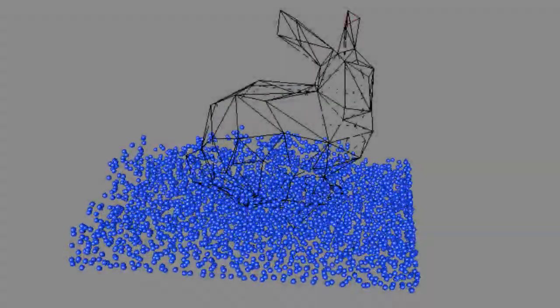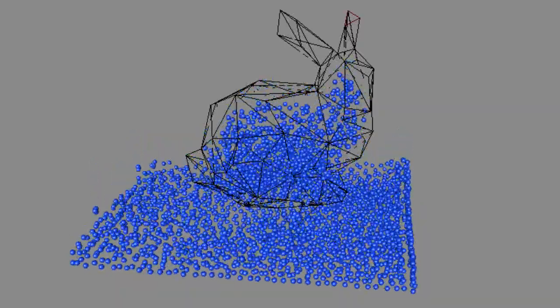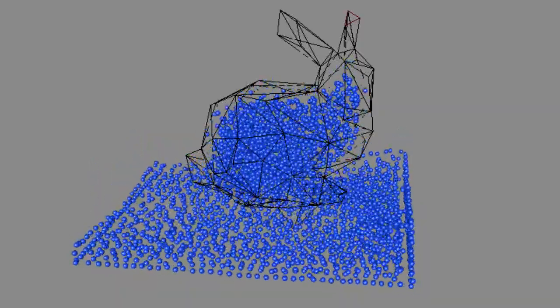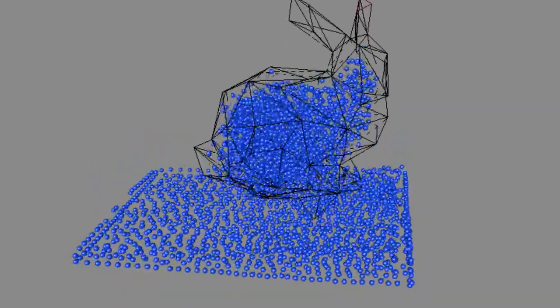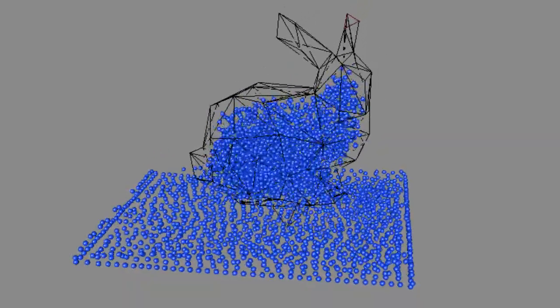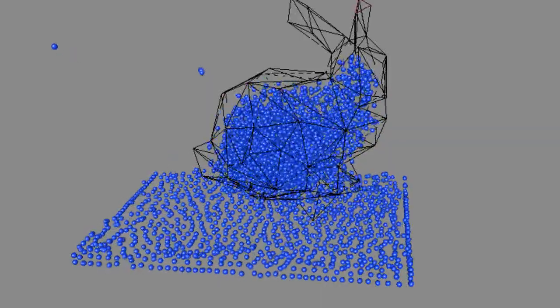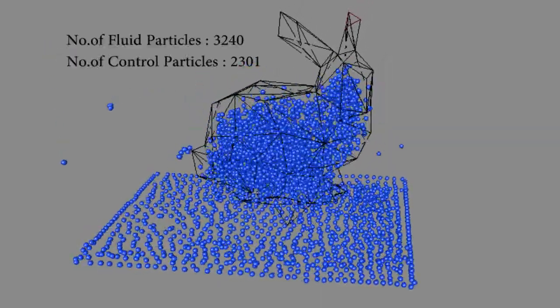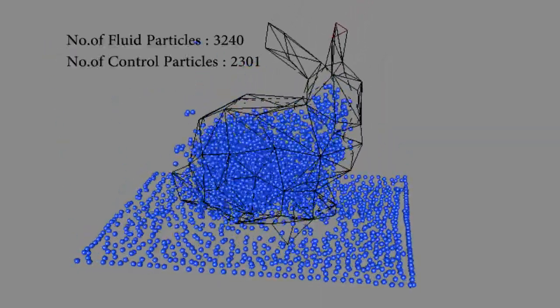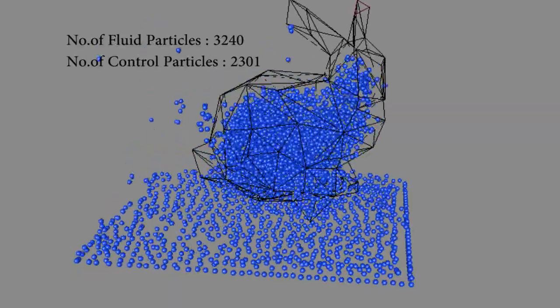Finally, we can see the same for the animation sequence. As the velocity of the mesh changes, control particles' direction also changes and we observe the splashes. We are using approximately 3200 SPH particles and 2300 control particles in this simulation. A further improvement to this project can be to reconstruct the mesh and observe a target-driven shape.